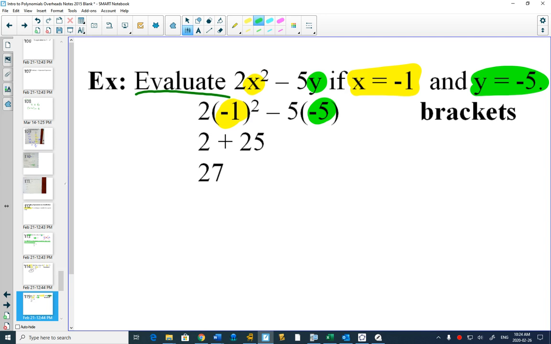The rest is order of operations. You would do the -1 squared first, and you would get +1. That +1 gets multiplied by the 2. You see you would get 2. -5 times -5, plus 25. And then finally, 2 plus 25 is 27.